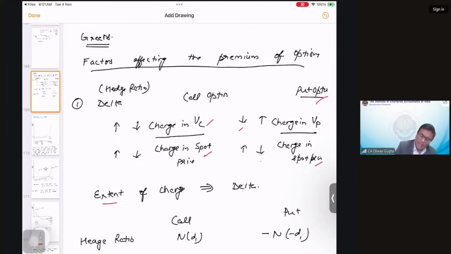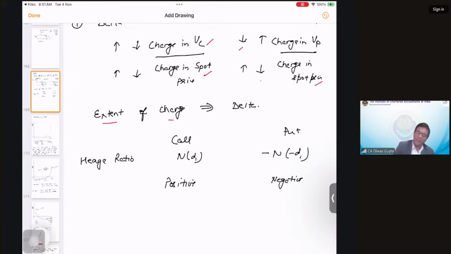So delta is measuring the extent of change. What is the extent of change? For a call option, it is called N(d1). For a put option, it is called minus N(minus d1). You remember from the Black-Scholes model, N(d1) is the hedge ratio. So the hedge ratio is called delta.